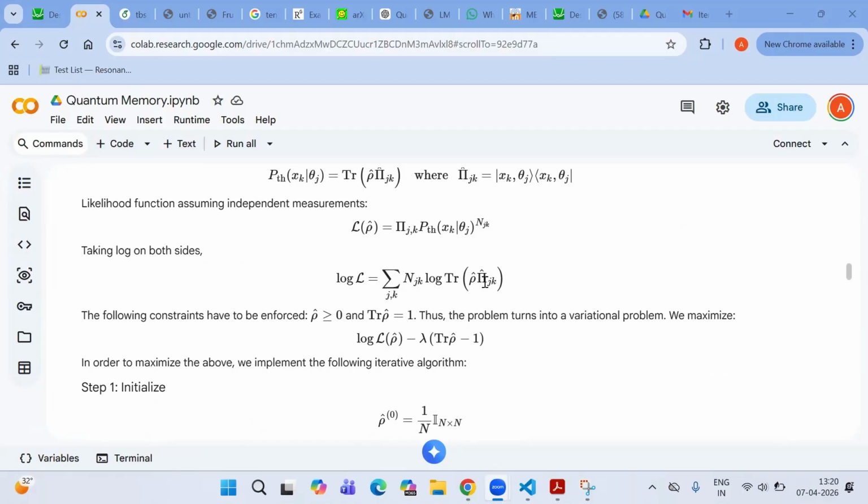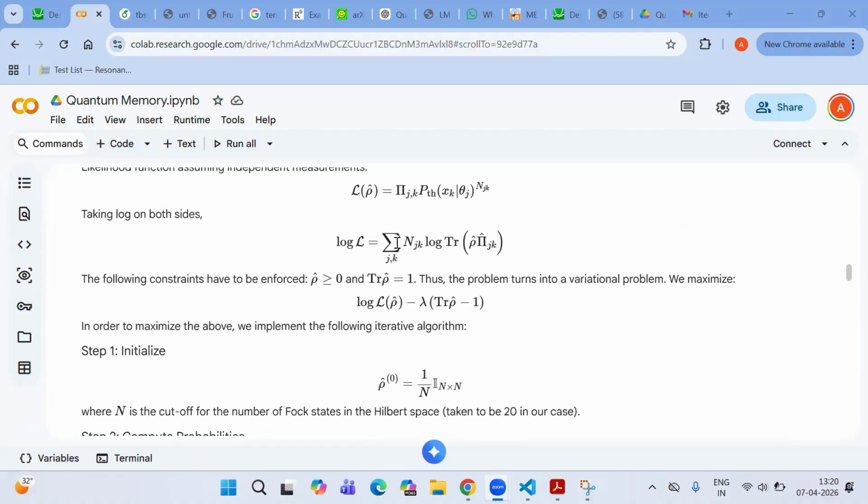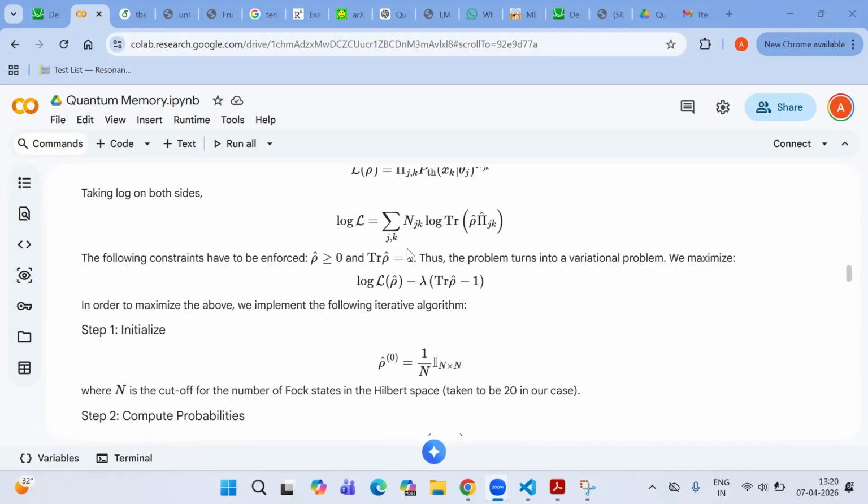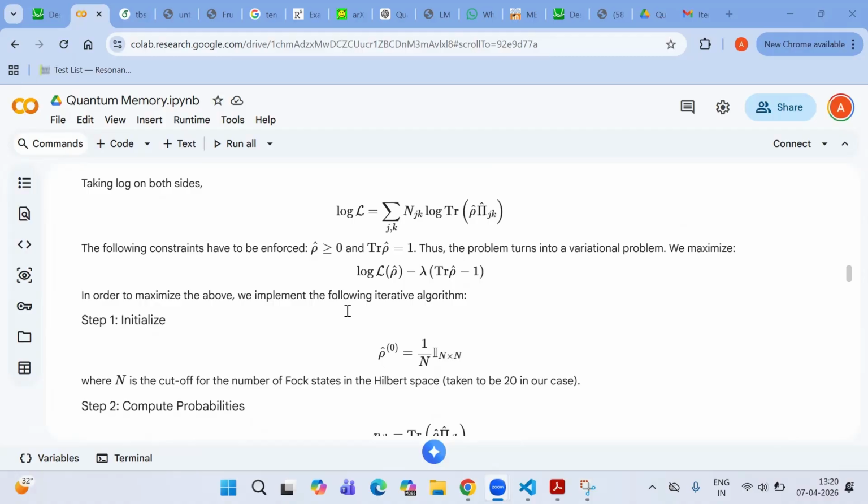Now I take log on both sides, as is commonly done in the MLE method. So I will get log L. And now you can see that log L is directly dependent on the parameter, in this case rho. And of course, the following constraints have to be enforced on rho: rho has to be positive definite, and the trace of rho has to be 1. Now, trace of rho being 1 turns this problem into a variational problem. So essentially, we want to maximize this quantity, which is log L(rho) minus lambda times (trace rho minus 1).